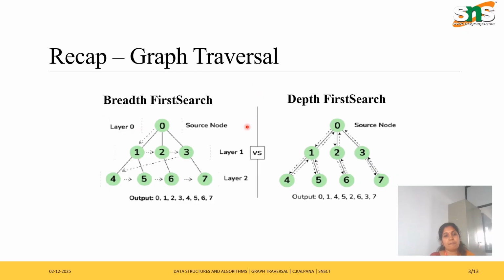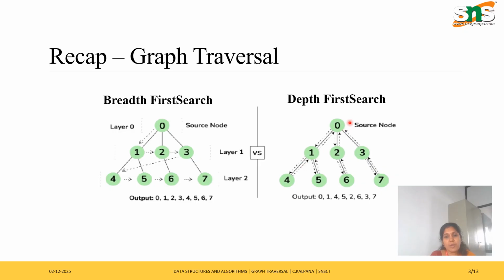Before that we have discussed graph traversal. We have two different traversals: one is breadth first search and another one is depth first traversal. When we say breadth first, we scan level wise. That is first level 0 and then 1, 2, 3 and then 4, 5, 6, 7. Like this level wise we scan, and for breadth first search we use a queue data structure. And in depth first search we are not going to traverse level wise.